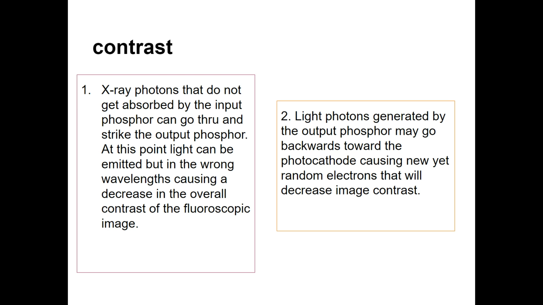What happens if some of the X-ray photons don't get absorbed, or if some of the photons go backwards and bounce back off of the output phosphor and back into the system? These are some things that can happen. Luckily, if it's a small percentage, it doesn't really make that much difference. But it can happen, and the end result would be that your contrast would go down.